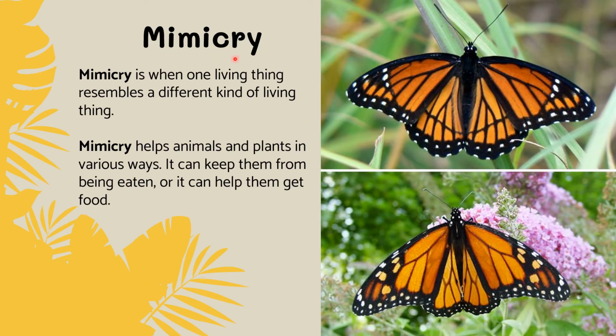Mimicry. This is another kind of adaptation. Mimicry is when one living thing resembles a different kind of living thing. Mimicry helps animals and plants in various ways. It can keep them from being eaten, or it can help them get food.